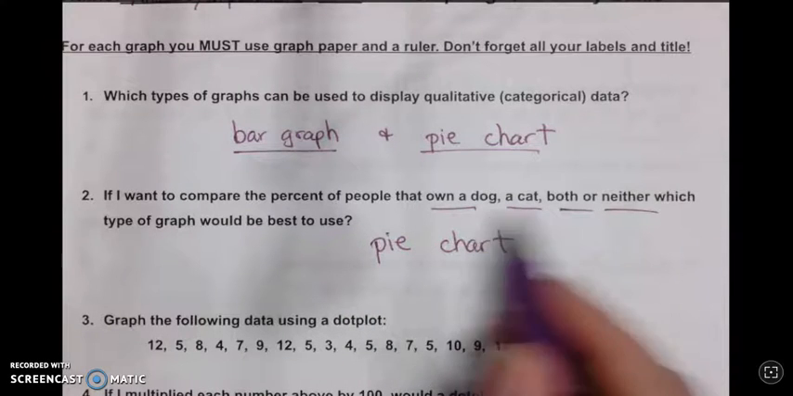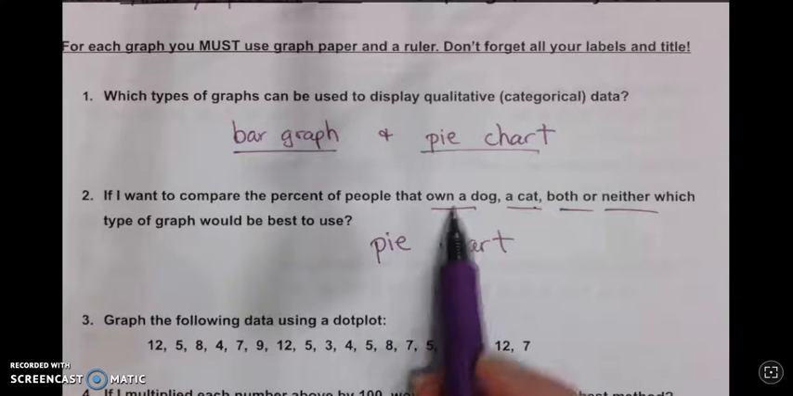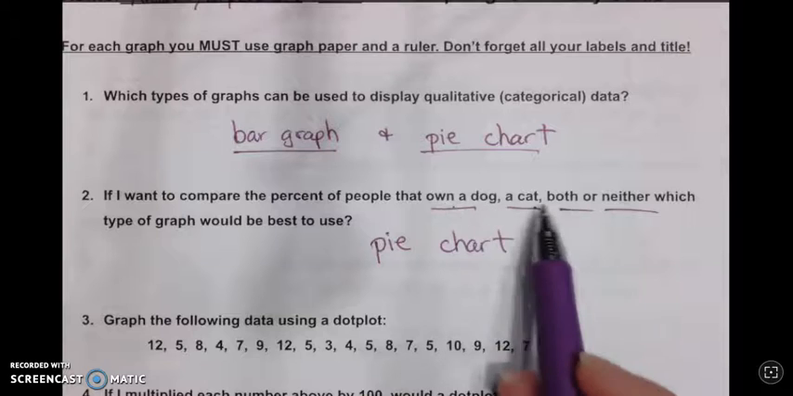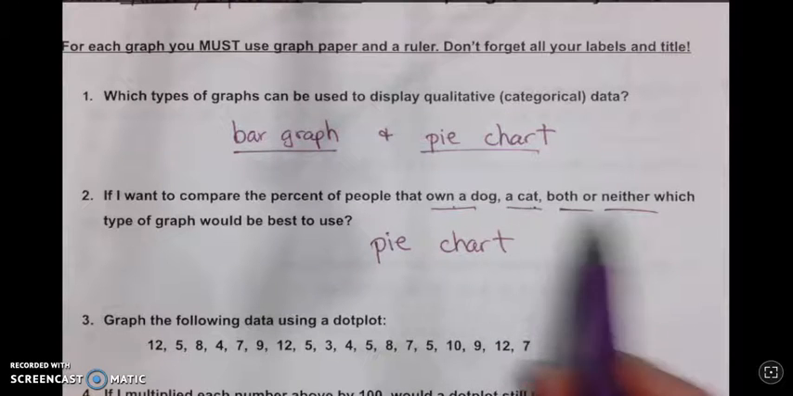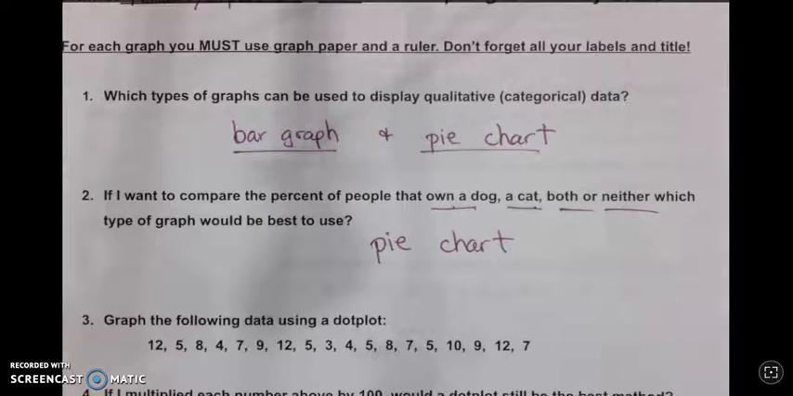Again, since all of these are about owning a dog or a cat, those are all parts of a whole. So if you think about it, you either own a dog or you own a cat, or you can own both, or you can own neither. There's no other options there. So a pie chart would be best to compare those data.